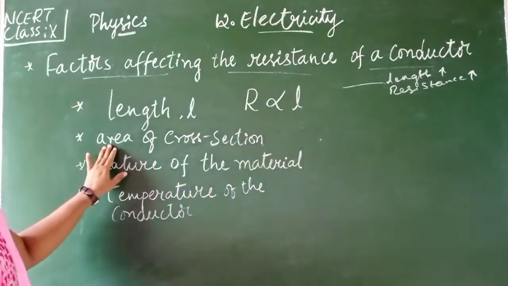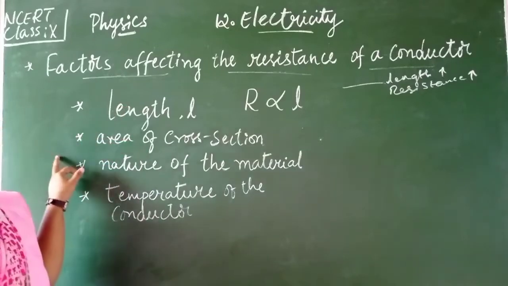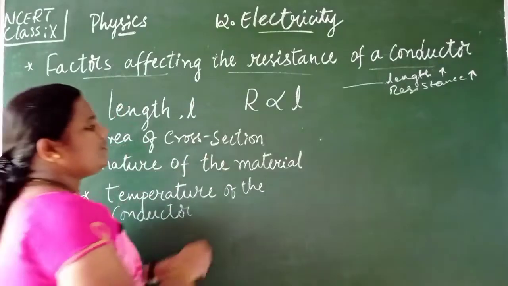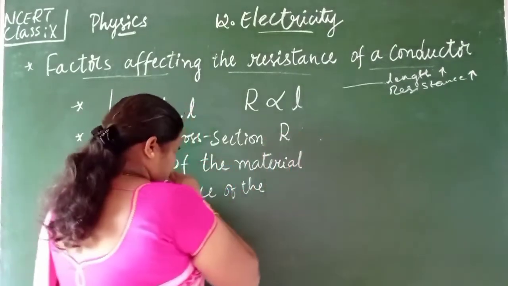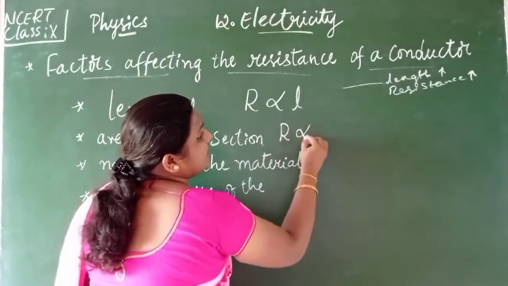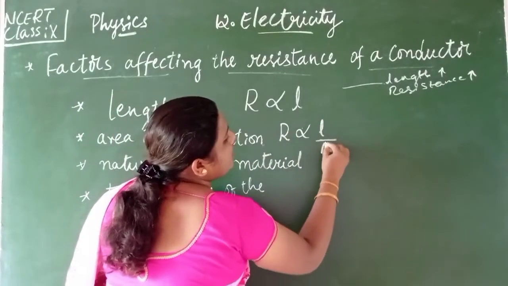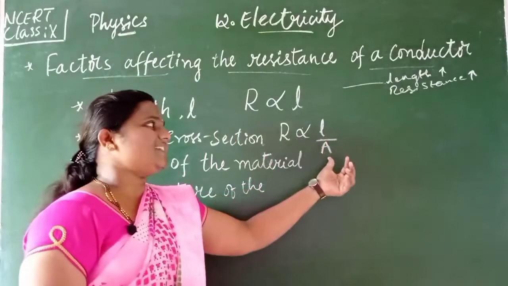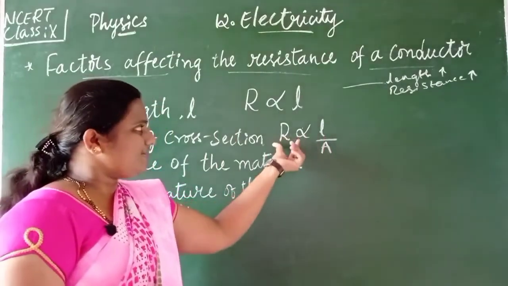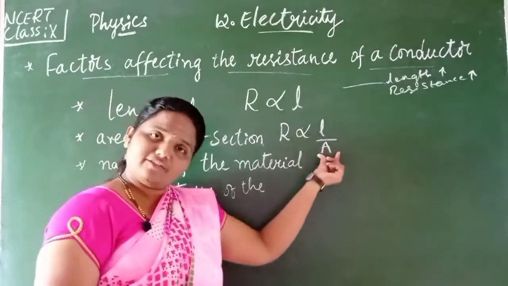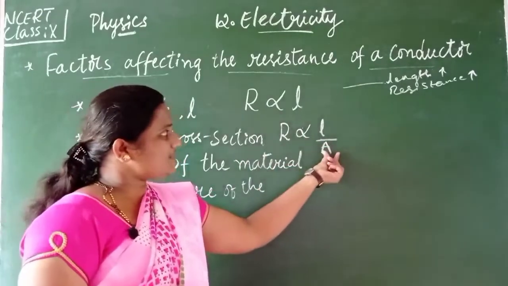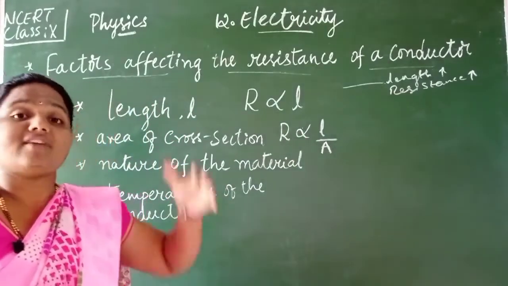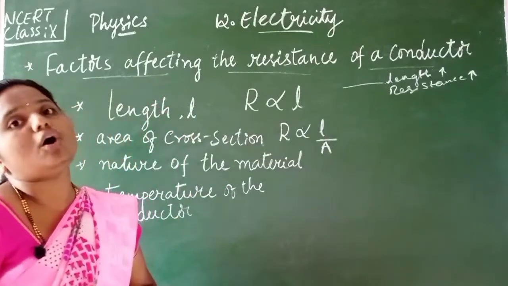The second factor says that the resistance of the conductor mainly depends upon the area of cross section. It means that the resistance of the conductor is inversely proportional to the area of the cross section. Got it, children? See here, it is inversely proportional. It means if the area of cross section decreases, resistance increases. If area increases, resistance decreases. Inversely proportional means one factor increases, another factor is going to decrease.